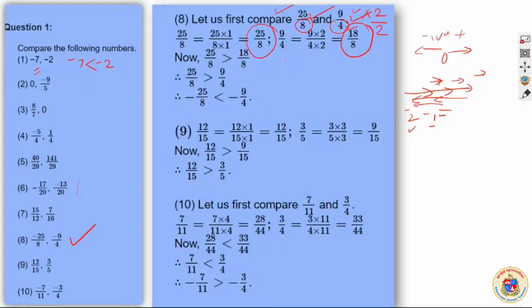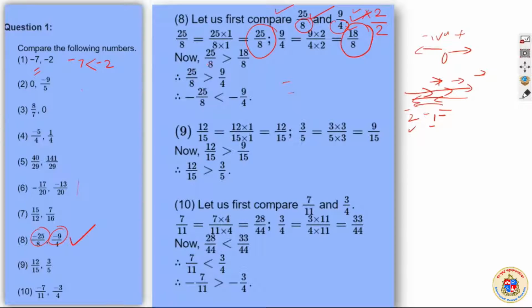Once it is in the form of same denominator, you only have to compare the numerators to know which one is greater. And secondly, you should also check whether any negative sign is given in the question. In the 8th question, here is a negative sign, here also there is a negative sign, both are negative. When both are negative, you know the situation. As the number increases towards the left, the value decreases. So naturally -25 will be here.